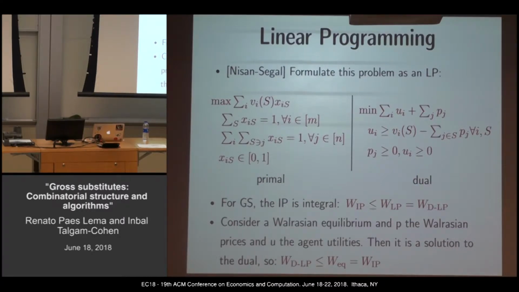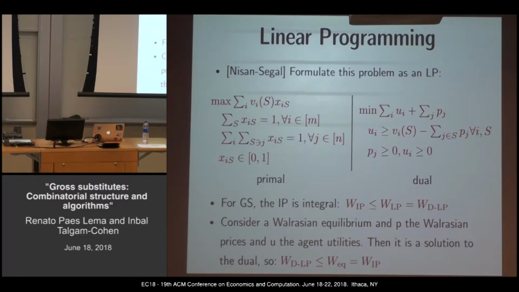Then you have a solution to the dual. First, the welfare of the optimal allocation is equal to the value of the optimal IP. That's just a definition. Now if you take the prices in equilibrium and the utility of the agents and plug them into the dual, you see that it's a feasible solution to the dual. Because the utility of every agent is equal to the value minus price for every bundle, because they are getting the optimal bundle. And what you get there is the total value they are getting.